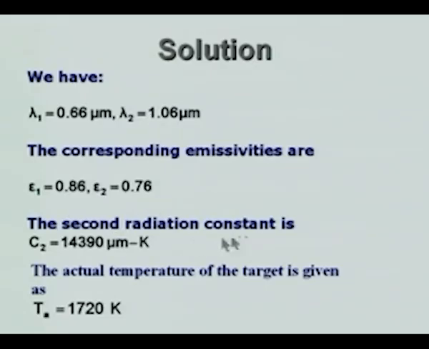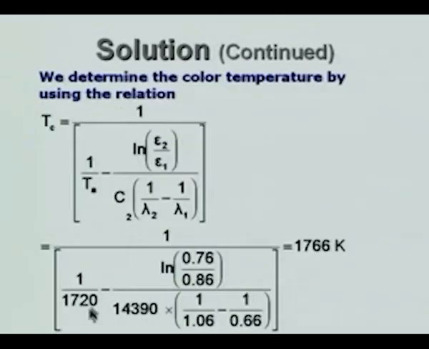The second radiation constant, which we already know is required for the calculation, I have written down: 14,390 micrometer Kelvin. And consistently, what we are doing in solving problems is to use micrometer for the wavelength, and the radiation constants C1, C2, etc. will also consist of micrometer as the unit of wavelength in that definition. The actual temperature of the target is also given by Ta equal to 1720 Kelvin. So, the problem is very simple.